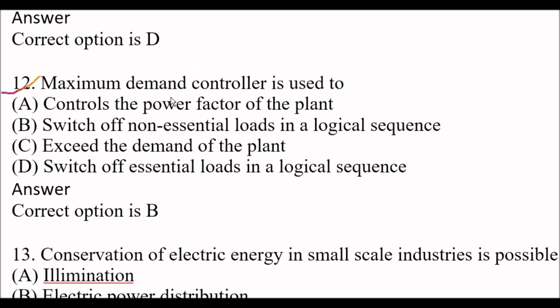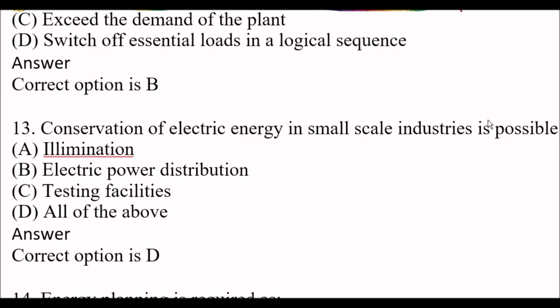Maximum demand control is used to: option A, controls the power factor of the plant. Option B, switch off non-essential loads in a logical sequence. Option C, exceed the demand of the plant. Option D, switch off essential loads in a logical sequence. Right answer is option B, switch off non-essential loads in a logical sequence. Okay, so maximum demand controllers are used to switch off non-essential loads in a logical sequence.